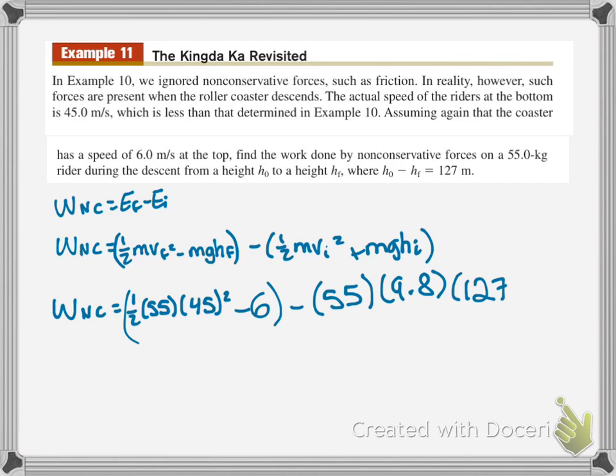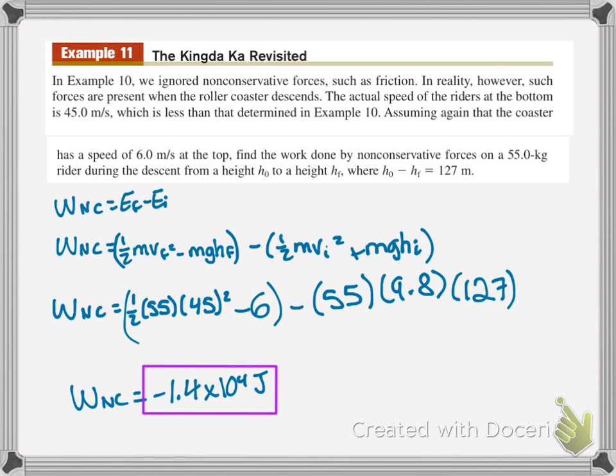So the non-conservative work is equal to 1/2 times 55, which is the mass, times 45 squared, which is the velocity, minus 1/2 times 55 times 6 squared, minus 55 times 9.8 times 127, which is the mass times gravity times height of the initial value. And then we get the final answer that the non-conservative work is equal to negative 1.4 times 10 to the 4th joules.